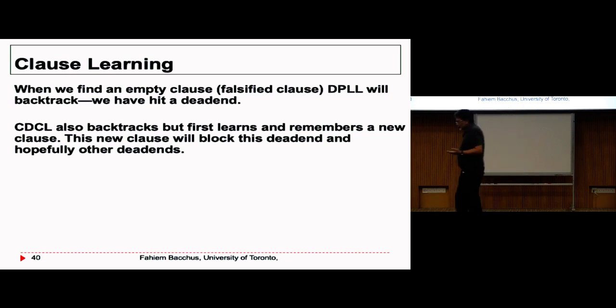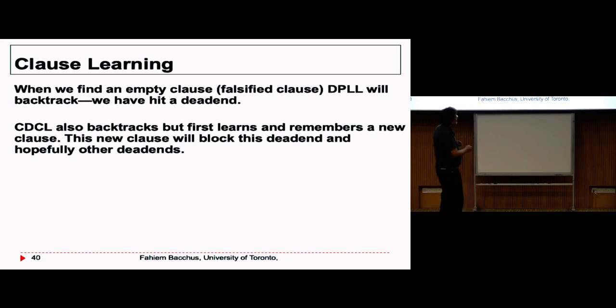Now, what about clause learning? When you find an empty clause, a clause that's falsified, you will backtrack. You've hit a dead end. And CDCL also backtracks, but it does it in a slightly different way. It's going to backtrack, but it's going to learn a new clause, which will block that particular path from occurring again, and other paths that are similar to it.